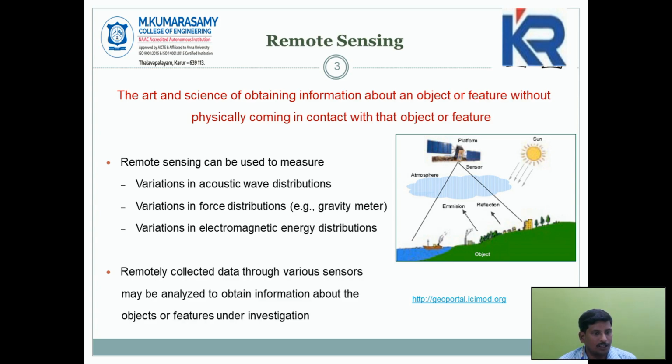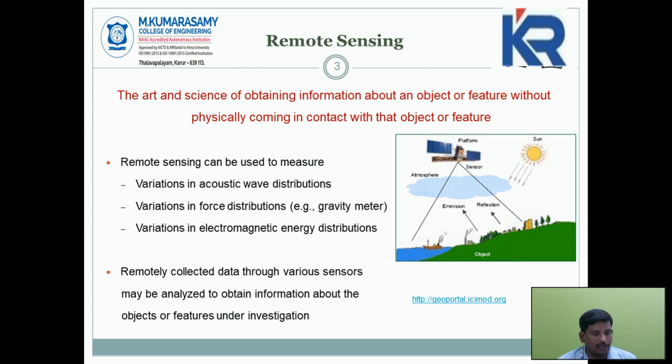Remote sensing can be used to measure variation in acoustic wave distributions, variation in force like a gravity meter, and variation in electromagnetic energy distribution. All the objects and earth features are observed with the help of the variation in electromagnetic energy in the field of spectrum only.